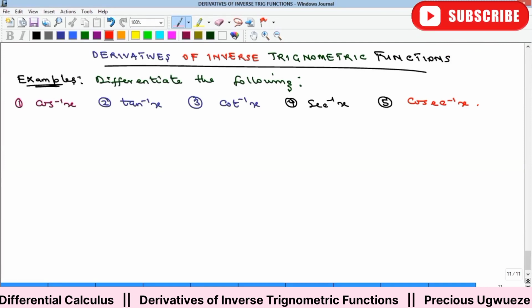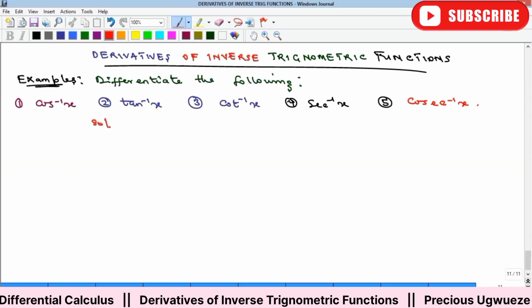So in this video we will quickly look at the derivatives of inverse trigonometric functions. We considered derivatives of inverse functions, and we took some examples which included the derivative of sine inverse. In this video we want to look at other trigonometric functions.